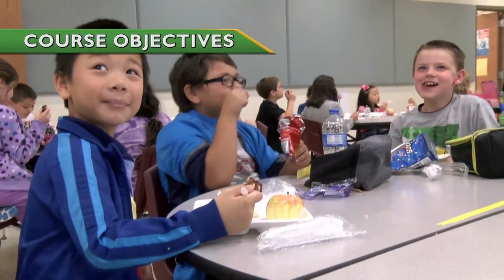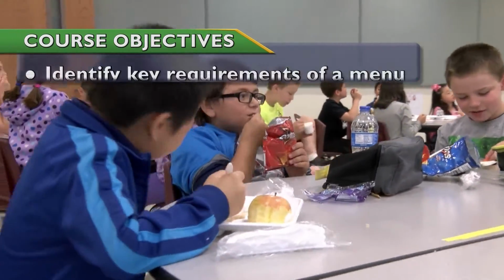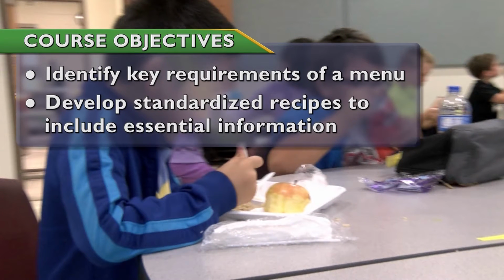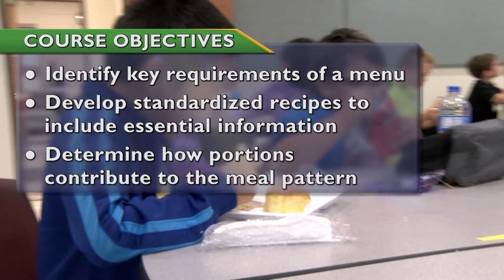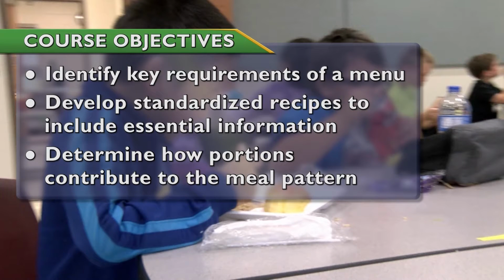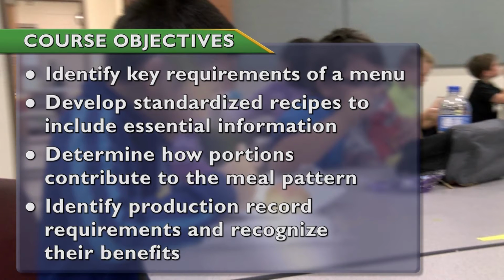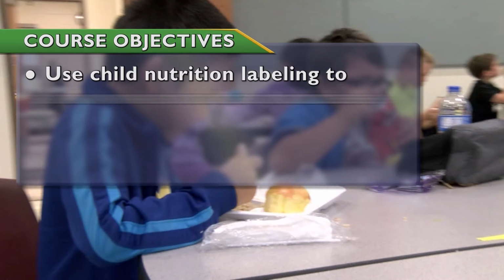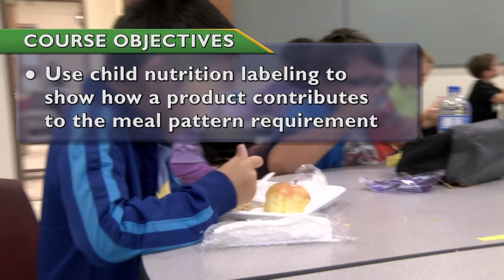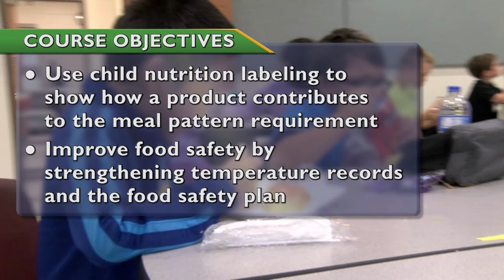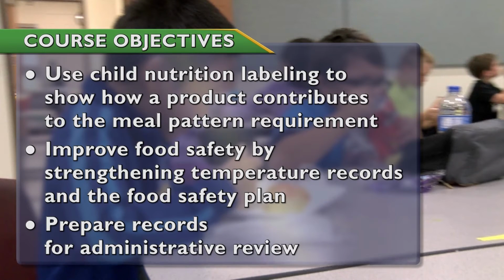The objectives of this module are to identify the key requirements of a menu, develop or revise standardized recipes to include essential information and determine how portions contribute to the meal pattern, identify production record requirements and recognize their benefits, use child nutrition labeling to show how a product contributes to the meal pattern requirement, improve food safety by strengthening temperature records and the food safety plan, and prepare records for administrative review.